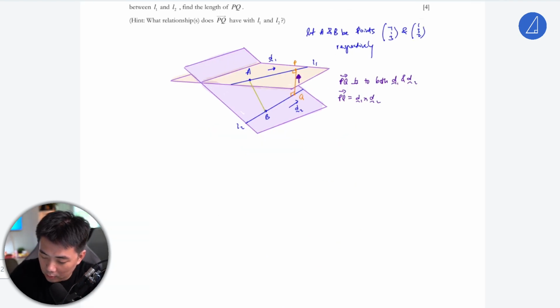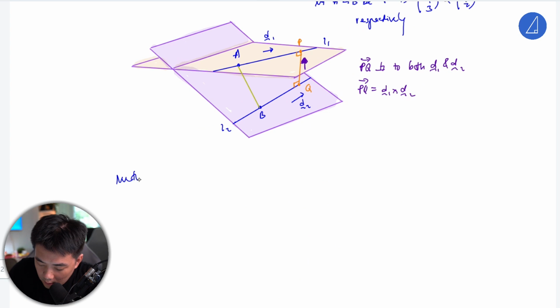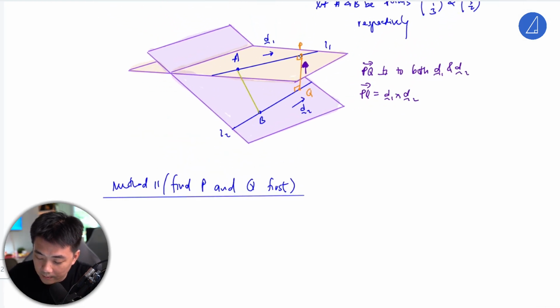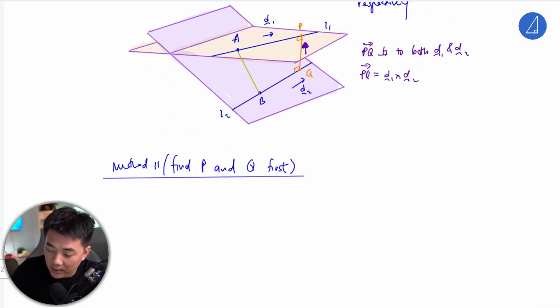Okay, that's it. So for method 2, I think what we need to do is just use dot product. Method 2 will require us to find P and Q first. But just using normal dot product will do. Okay, so method 1 will just find the distance straight by using magic triangle. For this case here, what we need to do is basically find out what the points are. So we know that P is on L1, right?